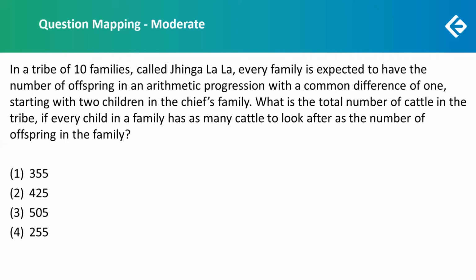So the total number of cattle in that particular family would have been 5 into 5 or 5 square. So the total number of cattle would have been 2 square plus 3 square and so on until 11 square. So to that, we could have just added 1 square and subtracted 1 square. Then use the formula for the sum of the squares of the first n natural numbers to find 1 square plus 2 square until 11 square. And therefore, we could have answered this question.